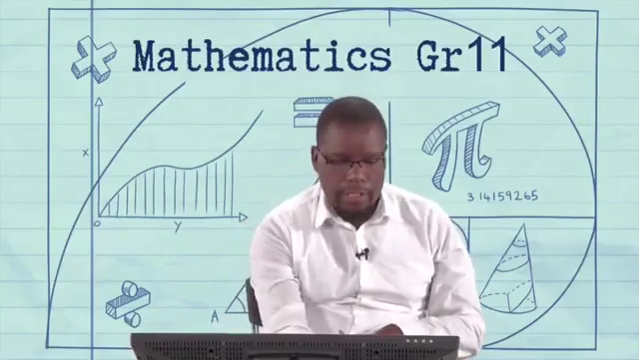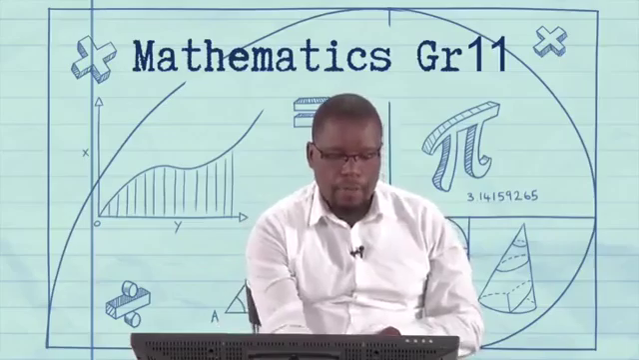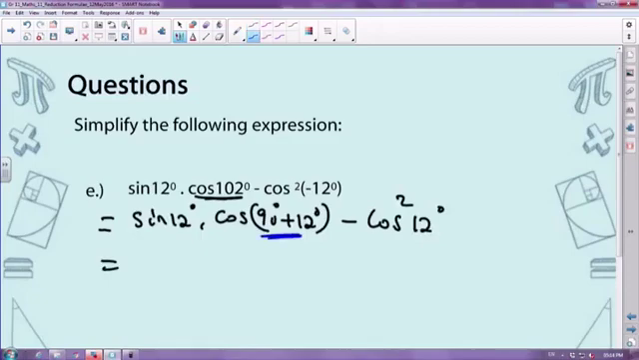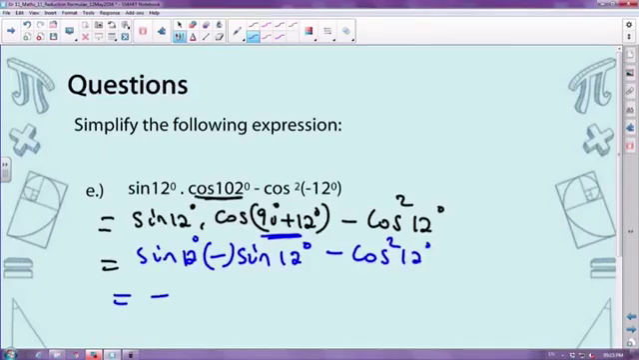All right, now let's check, guys. This is sine of 12. Now, cos of 102 is the same as cos of 90 degrees plus 12 minus, this is cos squared negative 12. We get positive cos squared 12. Now, 90 degrees plus is the second quadrant. Cos is negative, so we get a negative sine of 12 times the sine of 12 minus cos squared 12. Now, this is minus sine squared 12 minus cos squared 12 degrees.